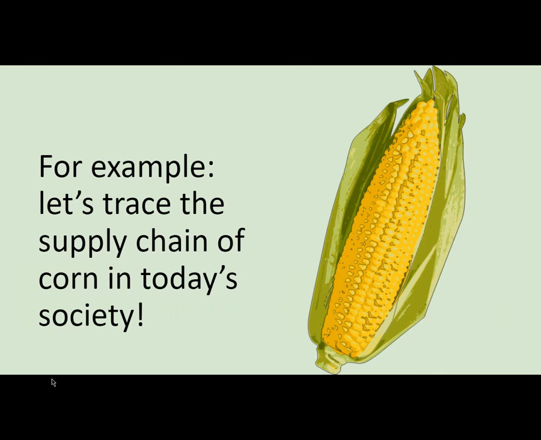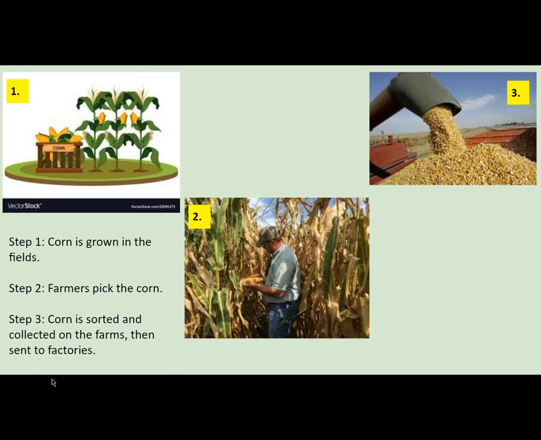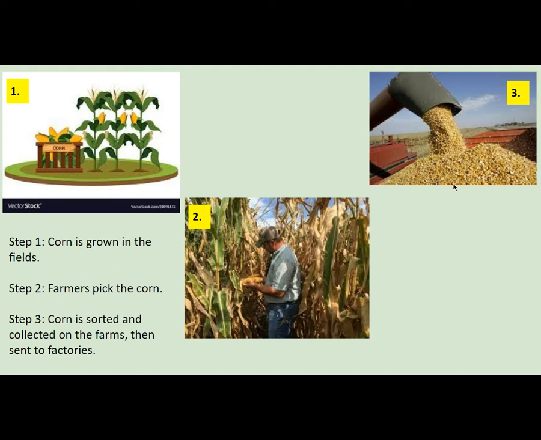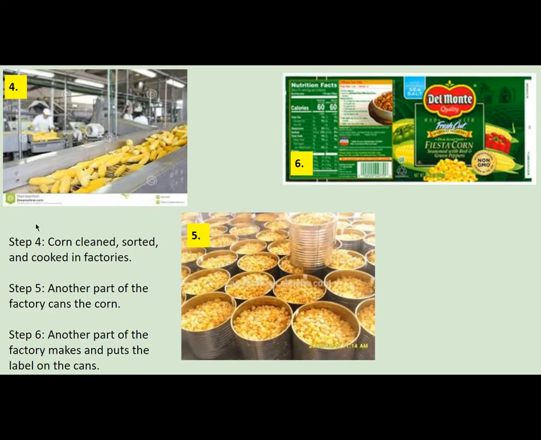So for example, let's trace the supply chain of corn in today's society. So step 1, the corn is grown in fields. It is in its raw form when it is growing in the fields. Then step 2, the farmers pick the corn. Step 3, corn is sorted and collected on the farms and then sent to factories. In the factories, step 4, the corn is cleaned, sorted, and cooked. Step 5, another part of the factory cans the corn. Step 6, another part of the factory will make and put labels on the cans.